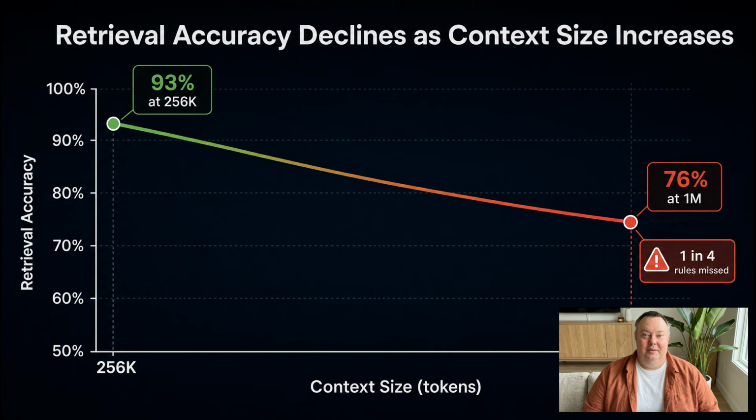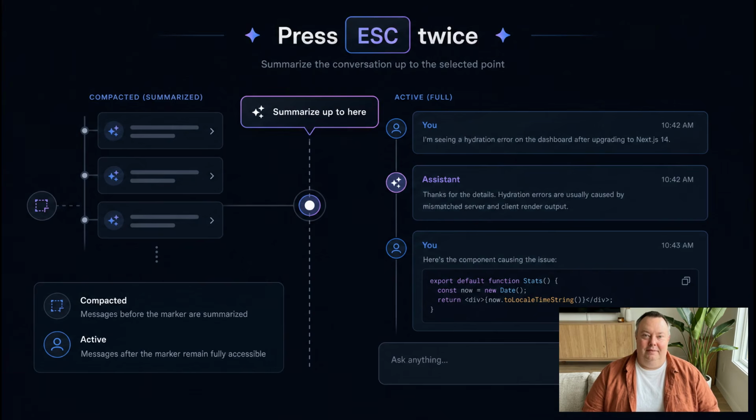Number 13, a bigger context window is not more memory. Anthropic tested Opus on long context retrieval. At 256,000 tokens, 93% accuracy. At 1 million tokens, it dropped to 76%. That is a 1 in 4 chance your rules are not being retrieved. Use auto compact.